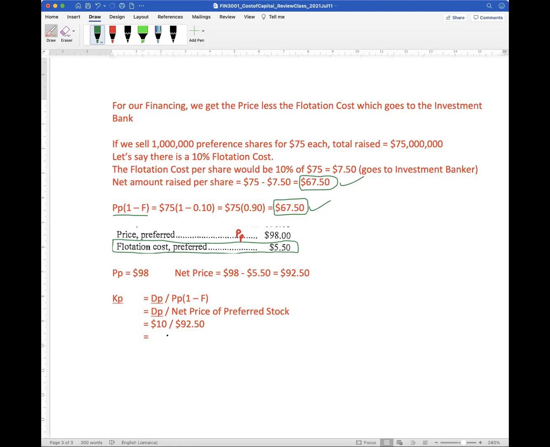So somebody tell me what this works out to. 10 divided by 92.5 is 0.108. Normally we want 4 decimals, so 0.1081. Yes, 4 decimals, guys, for these things. And this is the same as 10.81%.